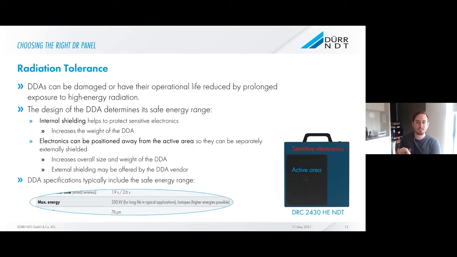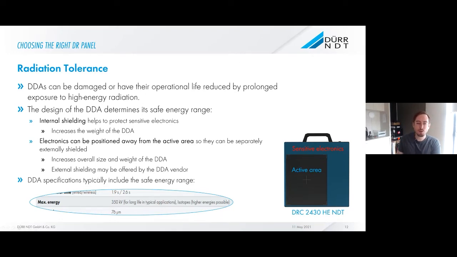I think I've more or less covered this one. So why do we move away the electronics? It's because the electronics is quite sensitive, especially memory chips are quite sensitive to high energy radiation. They can be damaged. So a DDA usually will have internal shielding, and as I just mentioned, if the electronics is moved away from the active area, you can shield that separately.